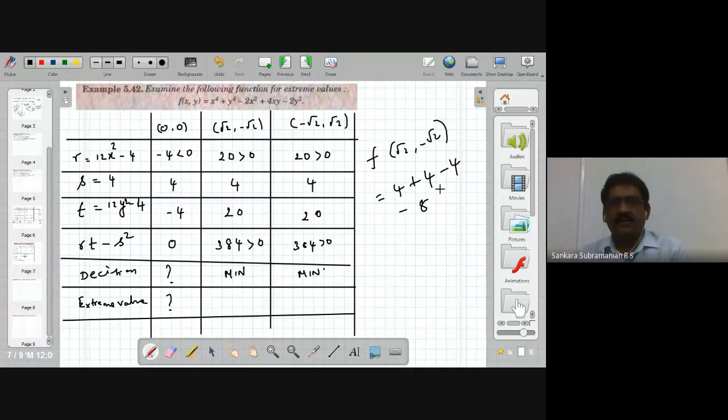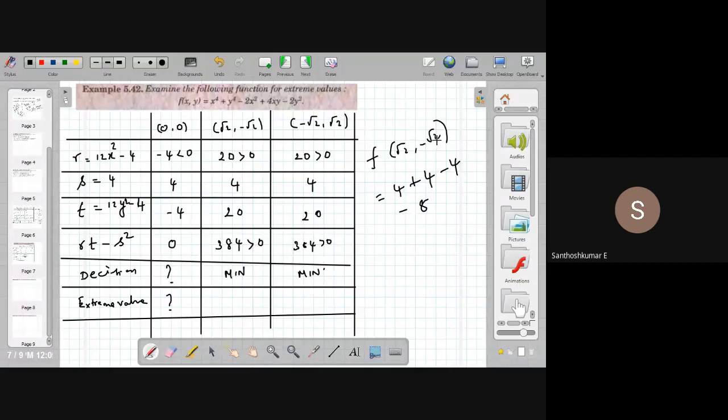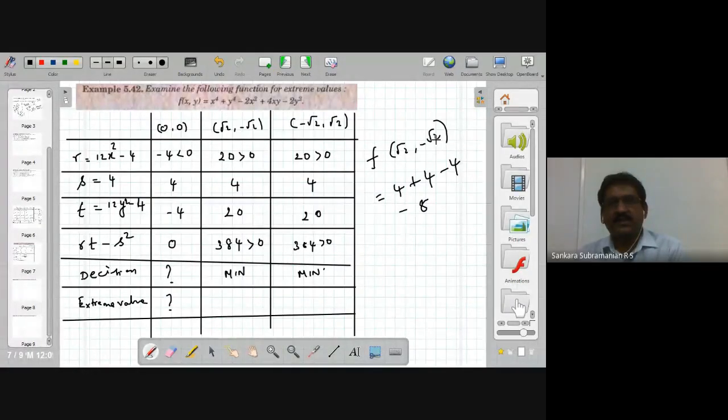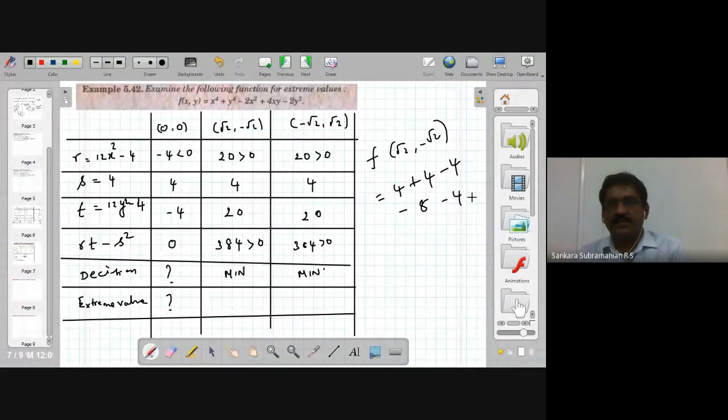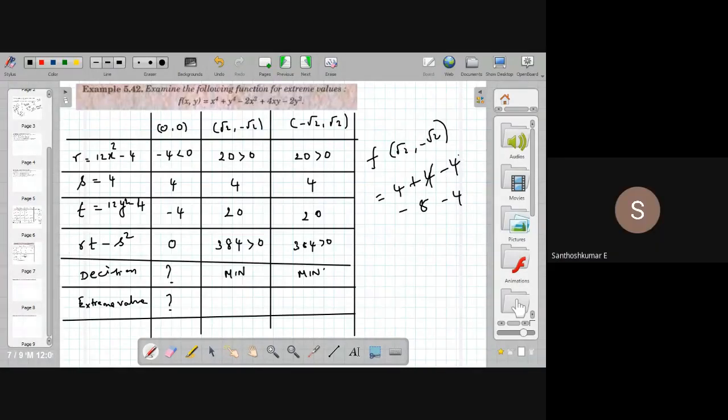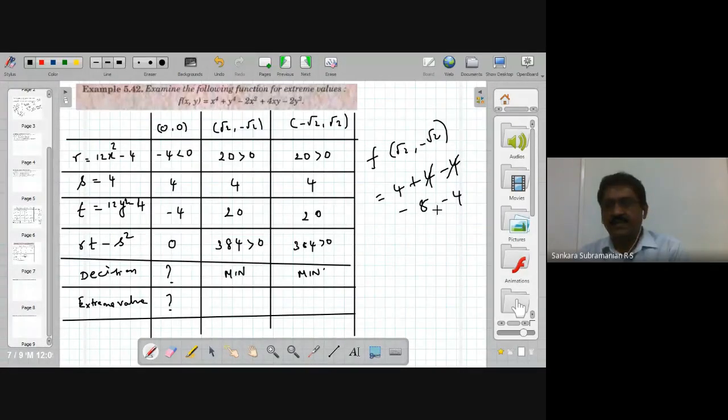Then y square. What is y? This is root of minus 2, whole square, this becomes 2. So this becomes minus 4. So what is the answer? Plus 4 minus 4 gets cancelled. Plus 4, minus 6, minus 8.